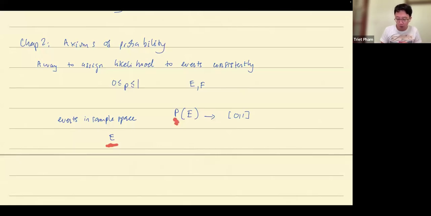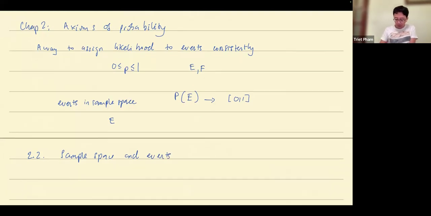So there are rules to apply this operator to the events, but of course there are also rules for the events itself. You should be able to combine events in certain ways that still remain events, okay? So there are rules for the domain, there are rules for the operator, things like that. And that's what chapter 2 is about. So 2.2 is exactly about sample space and events.